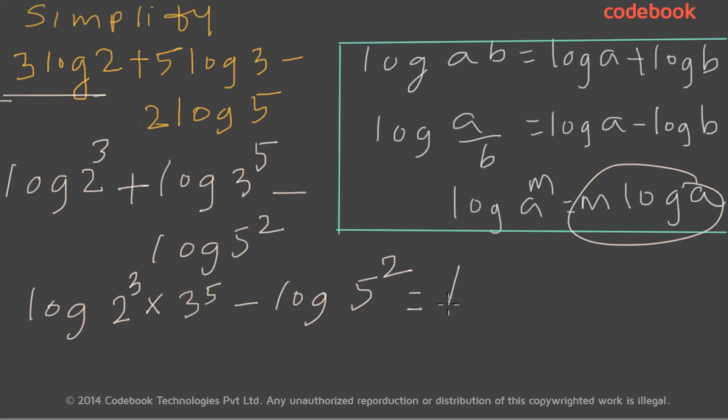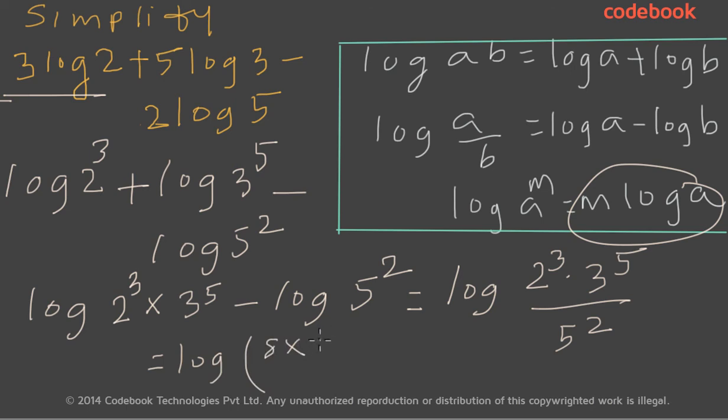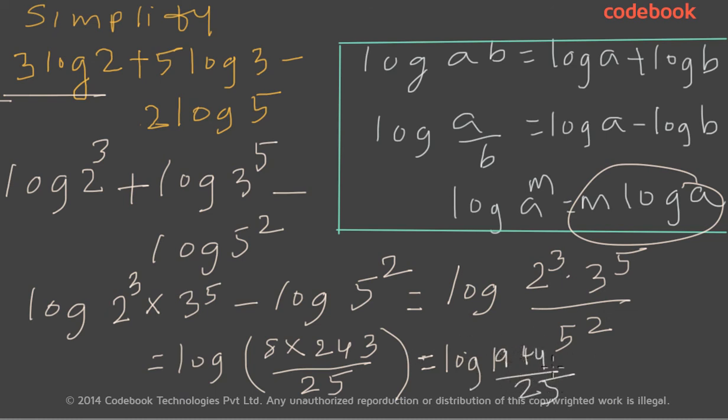So let's write that down. So log of 2 cube times 3 power 5 by 5 square, which is nothing but log of 8 times 3 power 5, which is 243, by 25. So this can be further simplified as log of 1944 by 25. So 243 times 8 is 1944, divided by 25. So we have simplified this expression into a single logarithmic term. So in this way, we can apply the laws of logarithms to simplify equations which involve logarithms.